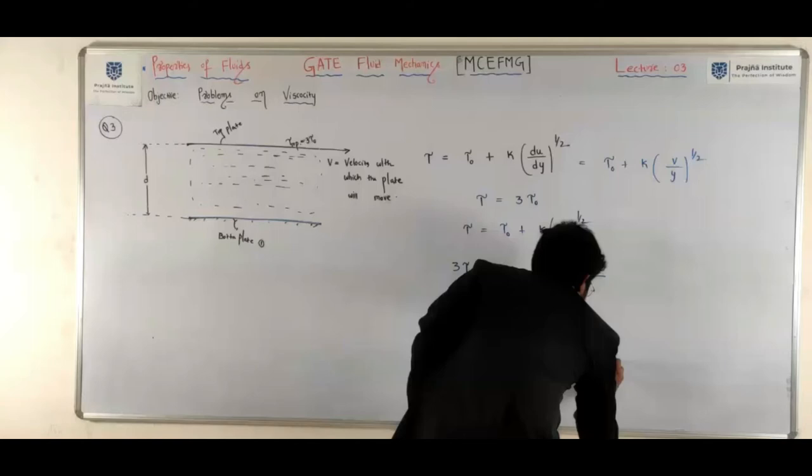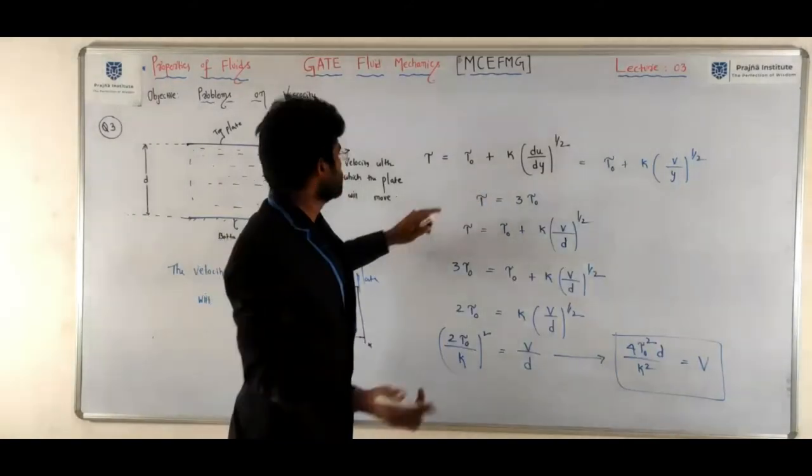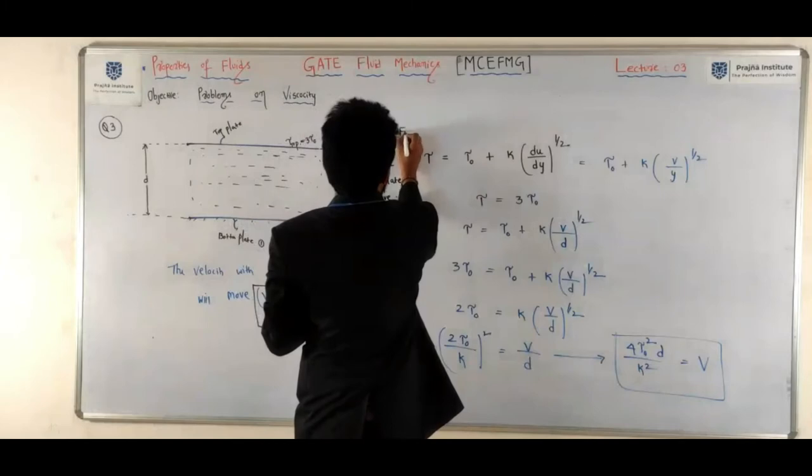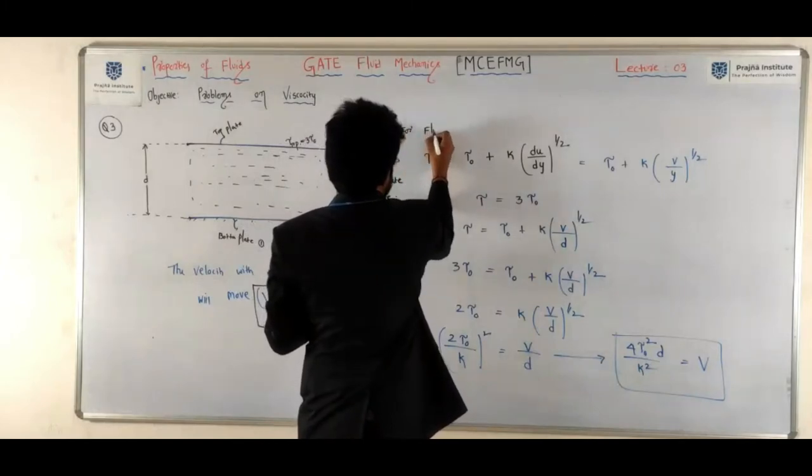Here, this is the velocity with which the top plate will move. Again, two plates and some fluid is filled in between two parallel plates. Then we applied 3 tau naught stress on the top plate. They gave this particular equation, and this equation is obeyed by the fluid.